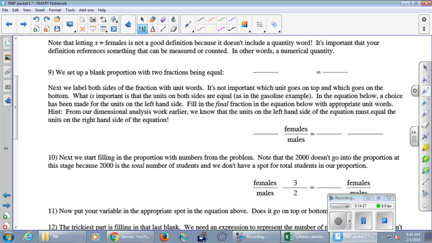Next thing we're going to do is fill in some units. We've got males and females in that ratio that was given, right? 2 to 3. So we're just going to put some unit words here. Now, it makes no difference the order in which we put these unit words. You could put males upstairs and females downstairs or the other way. Doesn't make any difference at all, but you got to make a choice. And I have made that choice right here. So as soon as I've made that choice, what do we have to write as the units on the other side?